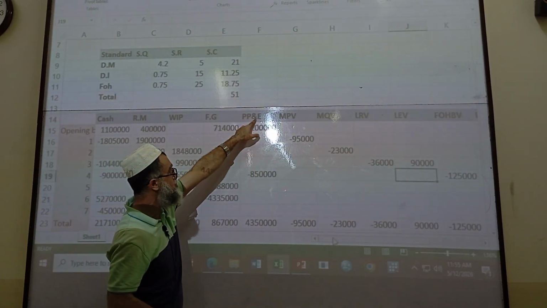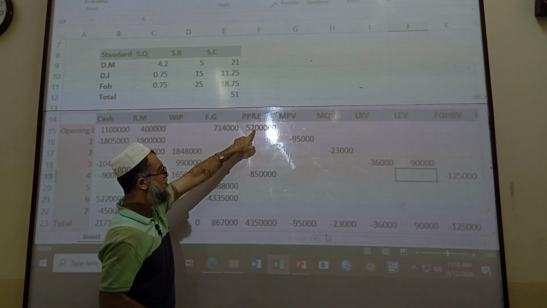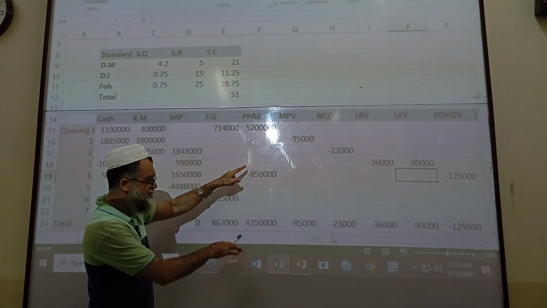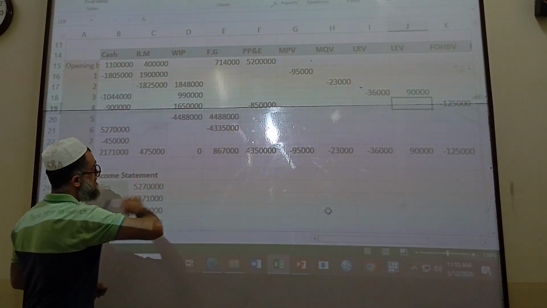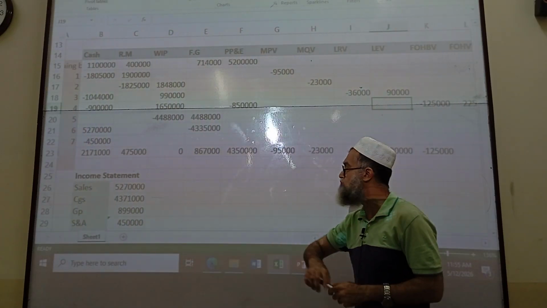Depreciation is subtracted from property, plant and equipment. So in this column, which is property, plant and equipment opening balance, you need to subtract this from here. And somewhere in the end, you will find the closing balance, which is 435,000. Okay, so this is done and you will come up with two variances. One is the budget variance and one is the volume variance.